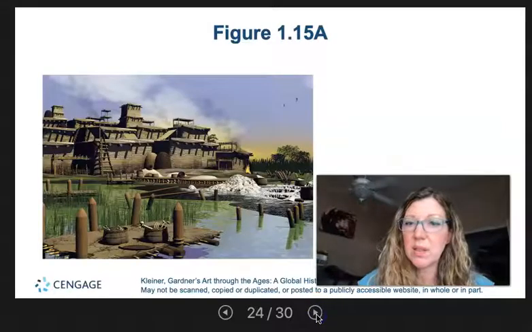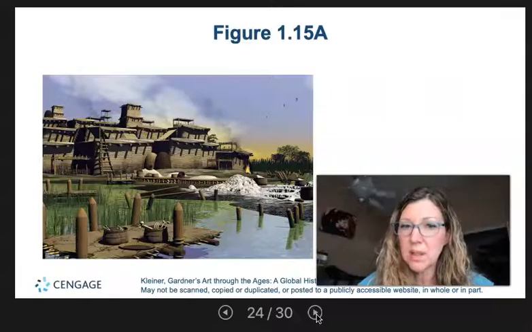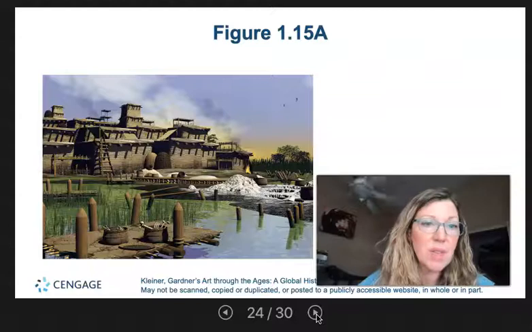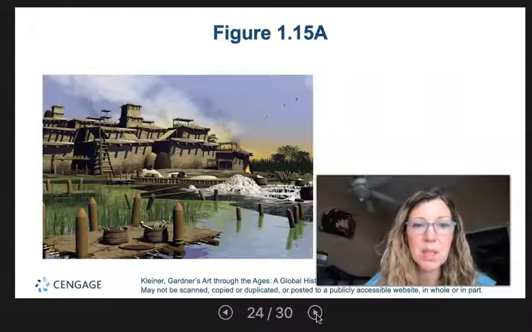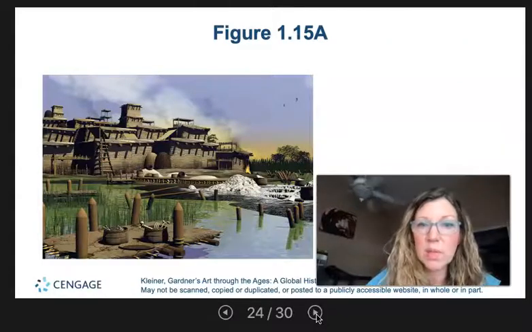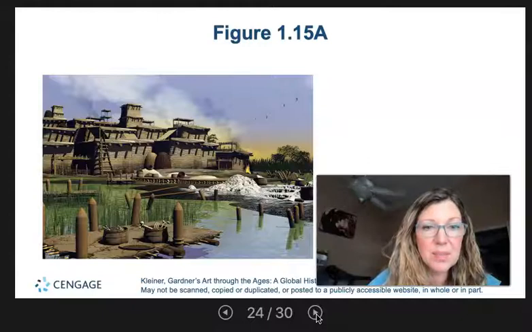Okay, here we've got Çatalhöyük. This is what it would have looked like if the structures had survived. So this is an artist's representation, a current artist, of what this would have looked like then.